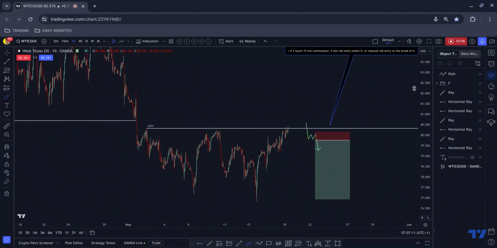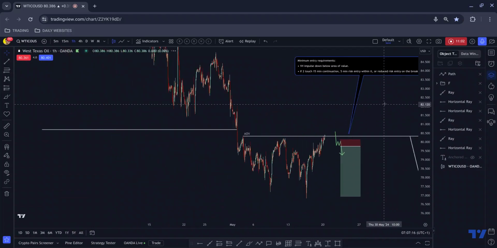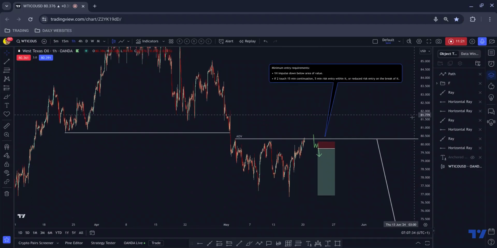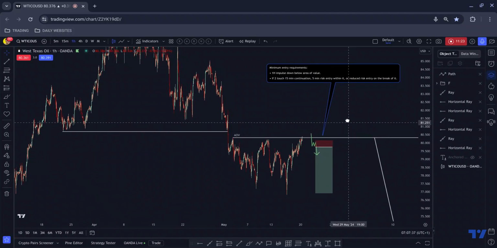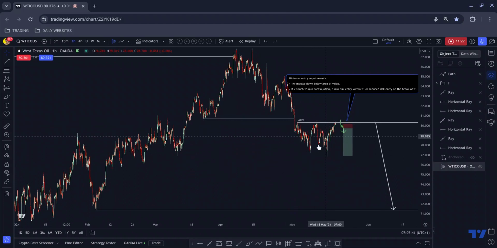Because of the higher time frames, I once again won't be looking for a 5-minute flag. I'll be looking for a tap into this area of value, which we've done now, a 1 hour impulse back down below it, and then the same as I was looking for with the other pair, a 2-touch 15-minute continuation, and then the 5-minute risk entry within that continuation, or a reduced risk entry on the break. And then if we got that, I think we'd likely smash through this because of the impulse which has preceded it and all the volume generated within it.